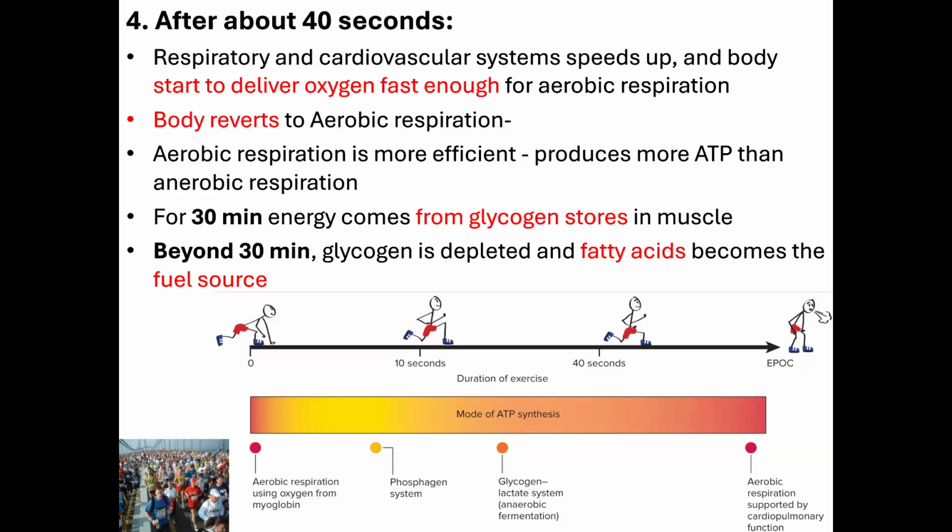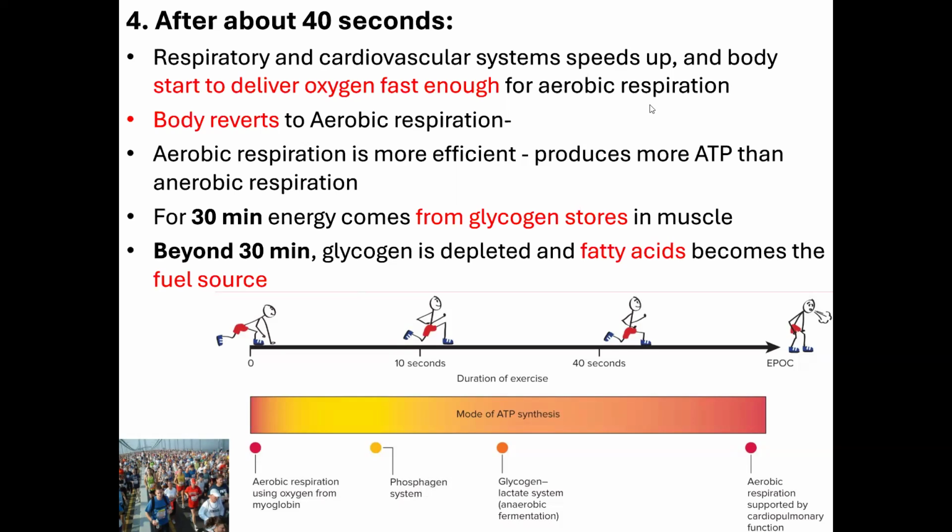This is very efficient. Initially, the energy comes from what is stored in the muscles. Glucose is stored in the muscle as glycogen. So glycogen will break down and release glucose. That glucose will give the energy. But that will last for only 30 minutes. We're going to go for an hour. What about after 30 minutes? Your glycogen supply is completely depleted. After that, fat breaks down. So the fatty acid becomes the fuel source.